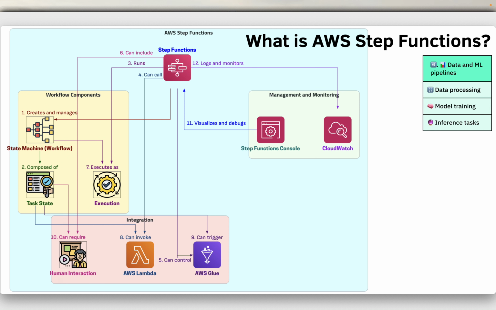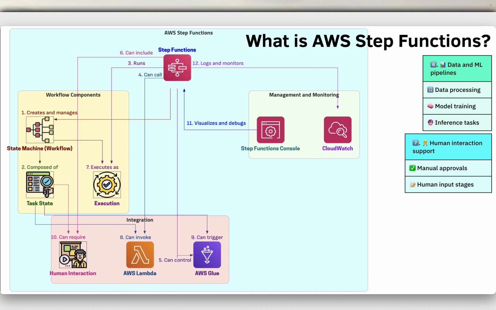Step Functions is particularly useful for creating data and machine learning pipelines. You can design workflows that handle data processing, model training, and inference tasks, making it easier to manage complex data science and machine learning projects. Step Functions also supports the creation of long-running automated workflows for applications that require human interaction. This feature is valuable for processes that need manual approval steps or human input at certain stages of the workflow.